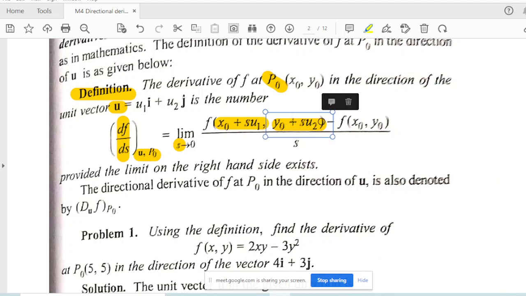Okay, the rest: earlier it was f of x naught, and now it is f of x naught comma y naught, divided by s in place of h. So it is very much similar, but here we also have the direction, so along with h we multiply u1 and u2 in the coordinates. So this limit definition is important because sometimes in an exercise they might ask to find the directional derivative by using the limit.